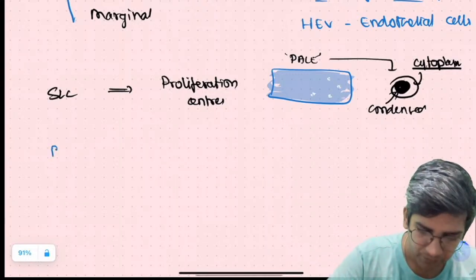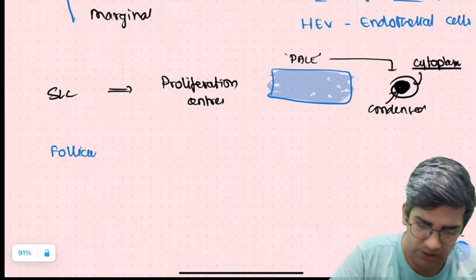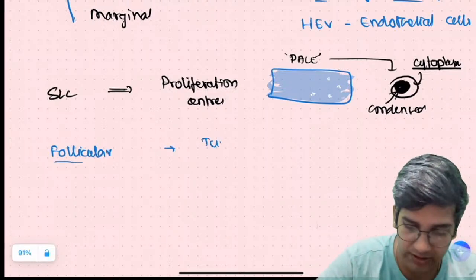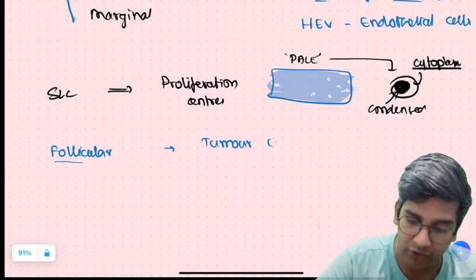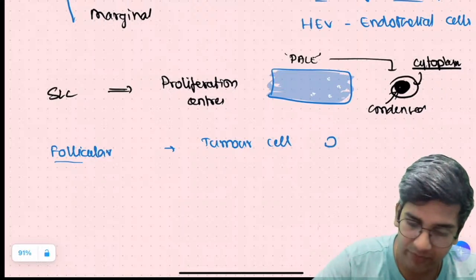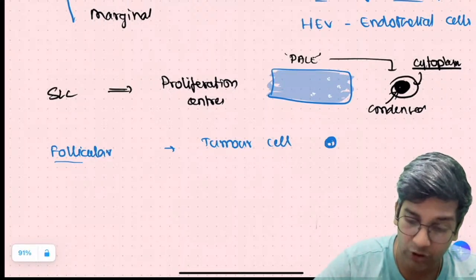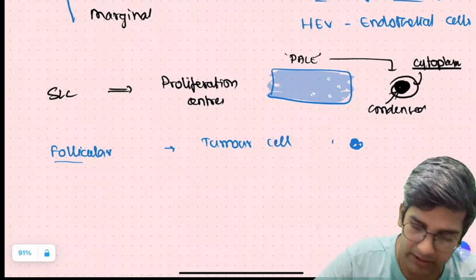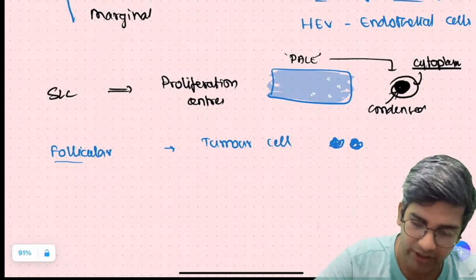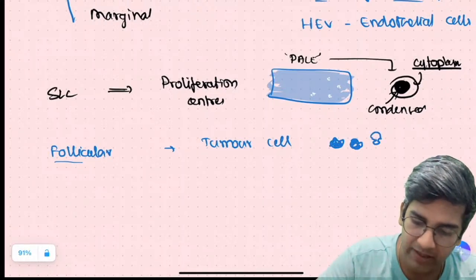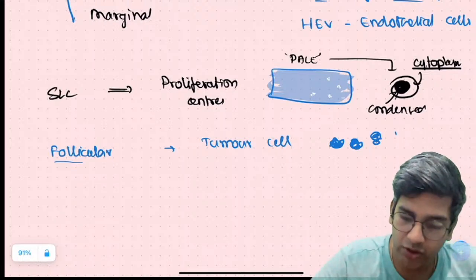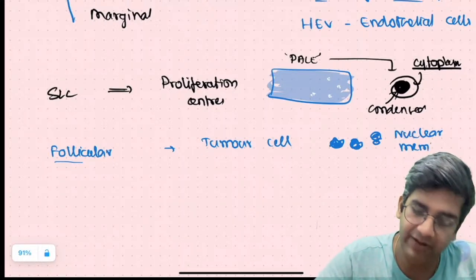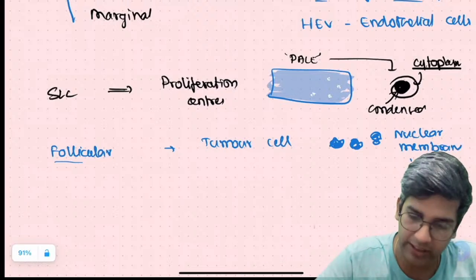Follicular, for me, is only one thing. Look at the high power of the tumor cells. The tumor cells of follicular will never have a very round nuclear membrane. It will be a little bit indented, not extremely indented, but a little bit of bend here and there. Nuclear membrane irregularity is a classical finding seen in follicular lymphoma.